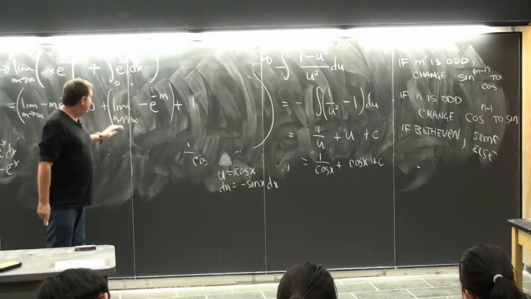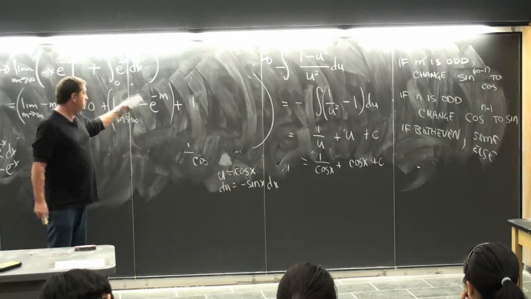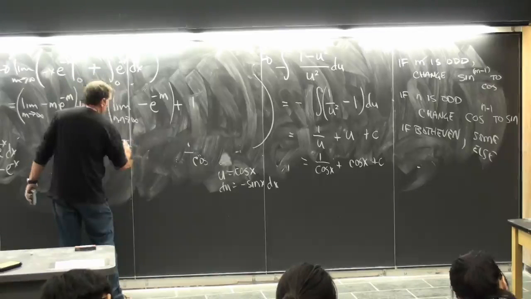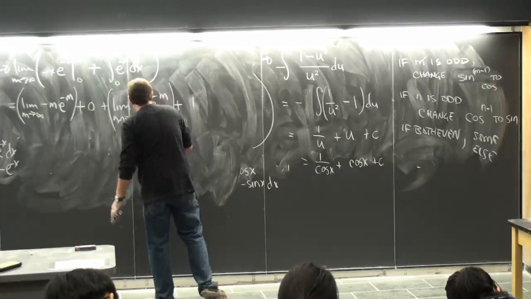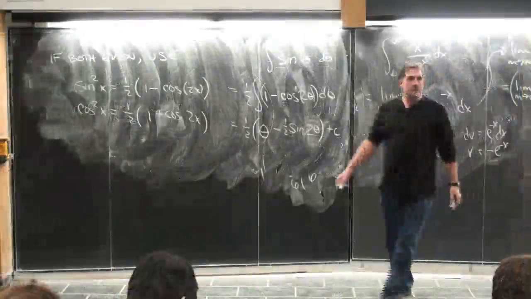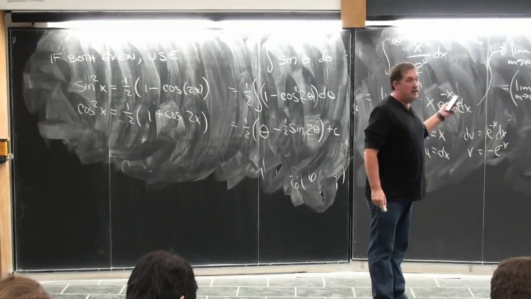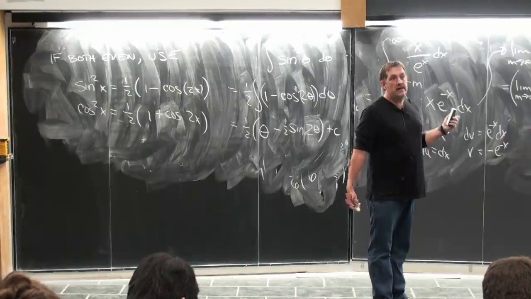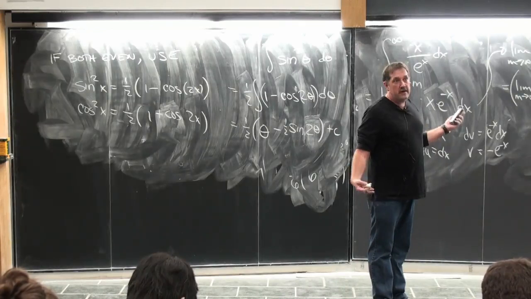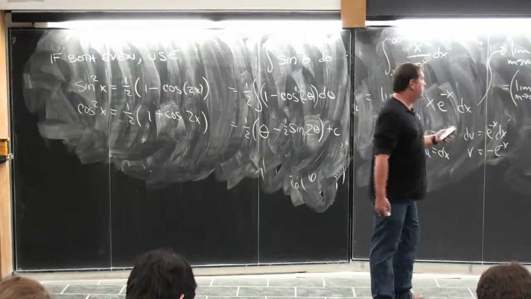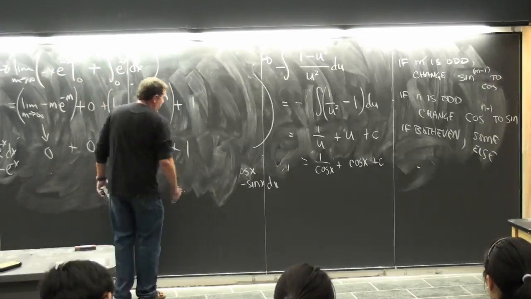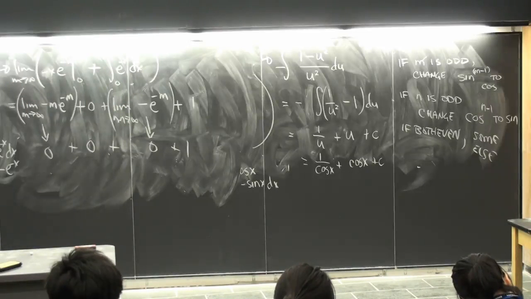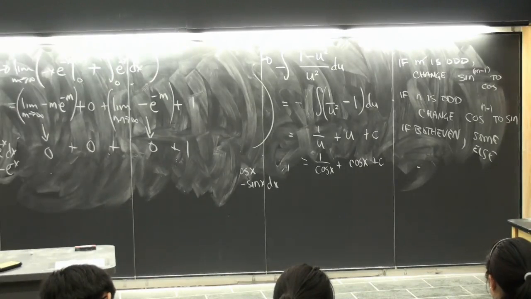This limit's pretty easy. As m goes to infinity, 1 over e to the m goes to 0, so this piece goes to 0. This piece also goes to 0 because e to the x grows faster than x. So the limit of x over e to the x as x goes to infinity is 0. So I get 0 plus 0 plus 1. So it converges to 1. Unless I screwed up somewhere, which is not unheard of. Those of you in my lecture know that well.